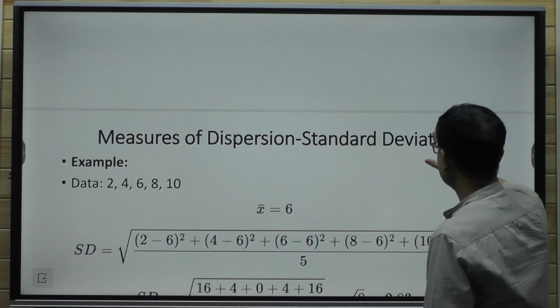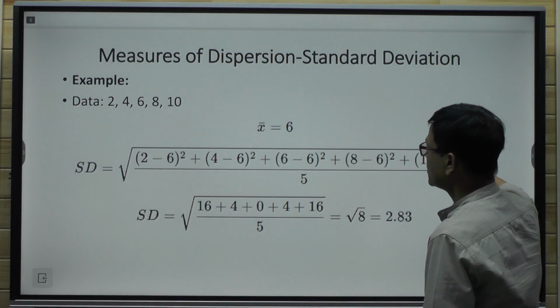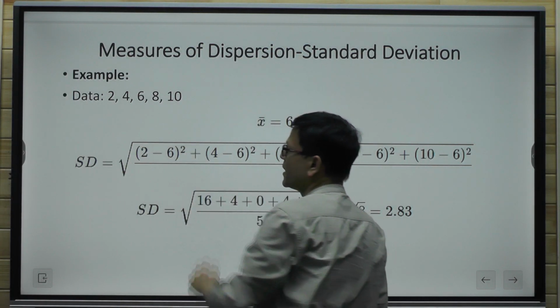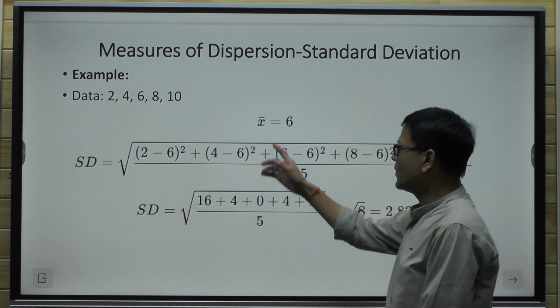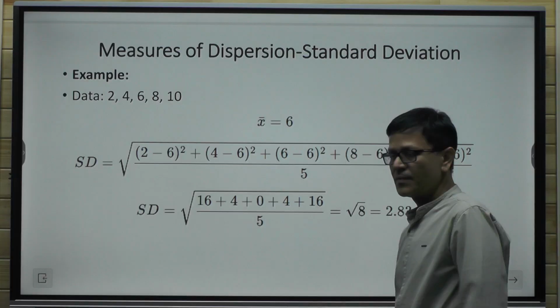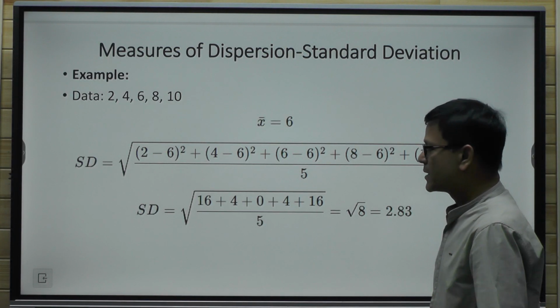Now, we should take another example. Okay. Now you see that 2, 4, 6, 8, 10 are taken. We have found the average to be 6. You can add them, it sums to 30, and divided by 5, you get 6.